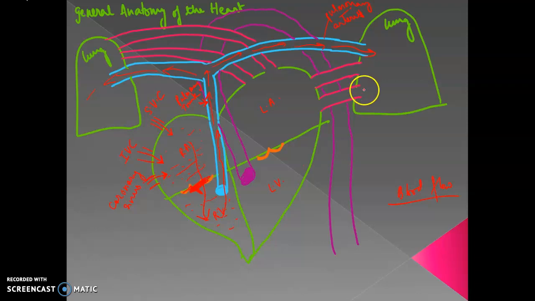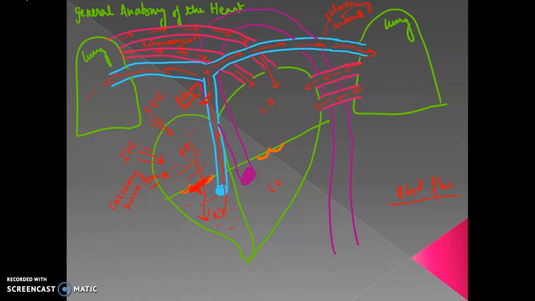So these veins, do you see these? These are pulmonary veins that carry blood from the lungs back into the left atrium. These are pulmonary veins. And I will just label the pulmonary veins here. These are pulmonary veins. All right. So now we have oxygenated blood in the left atrium.